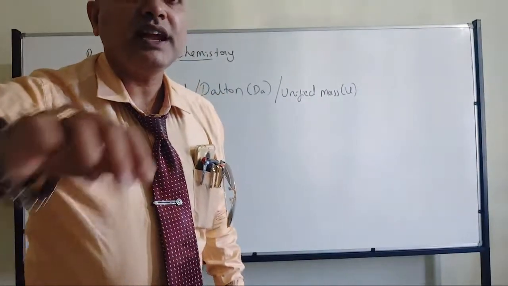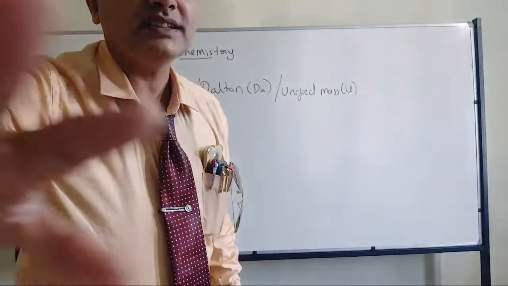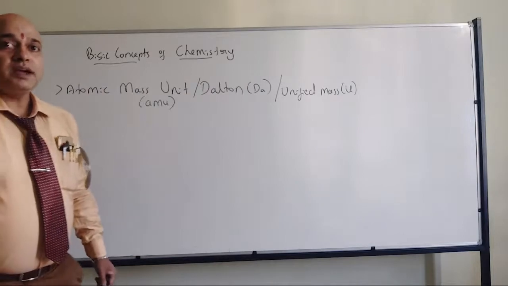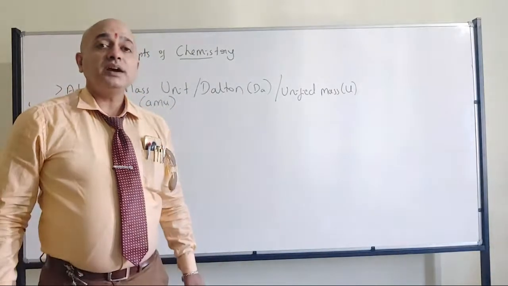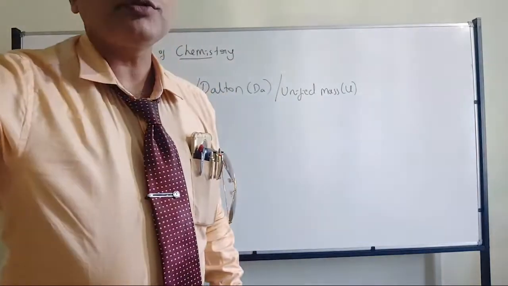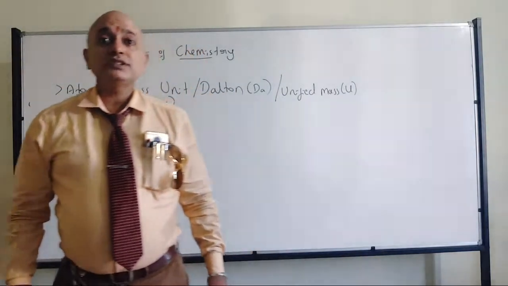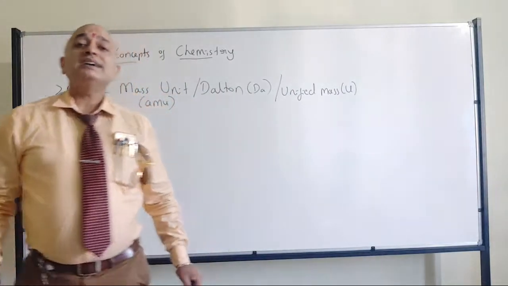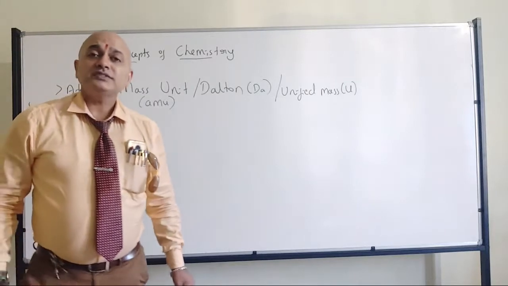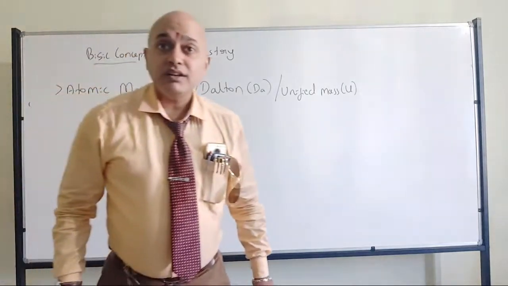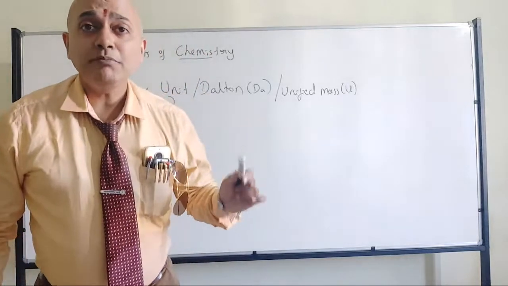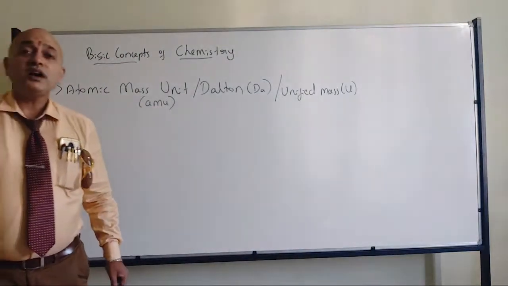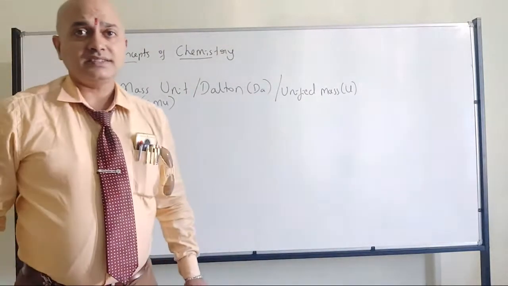Okay, yes, before that we discussed significant figures. Yes, I'll come to that. So what do you mean by atomic mass unit? It is nothing but the mass which equals 1/12 of the mass of the carbon-12 isotope. So what is atomic mass unit? It is the mass which equals 1/12 of the carbon-12 isotope. So that's what we discussed in the last class, right?